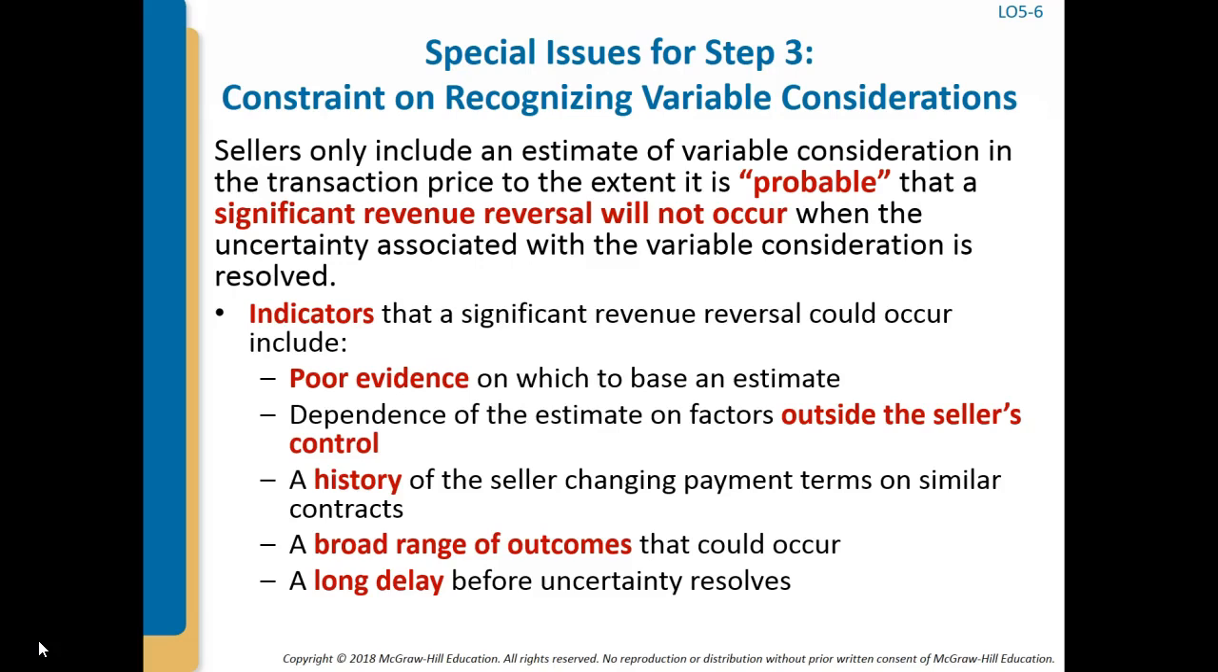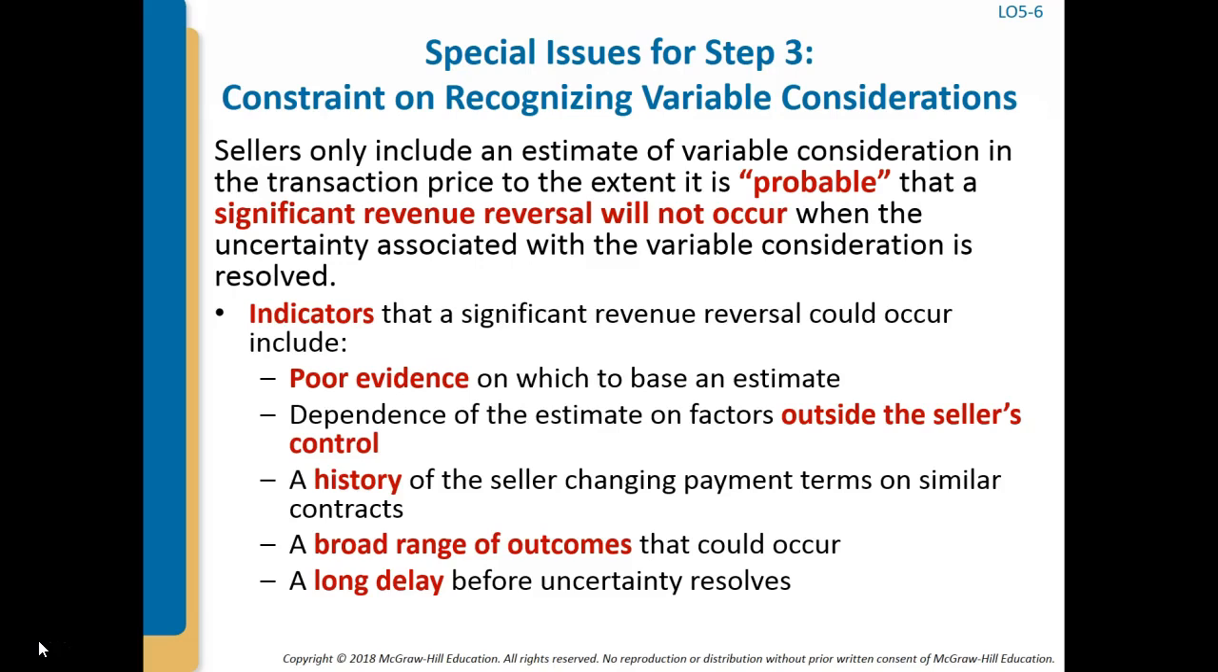A concern is that the seller might overestimate the variable consideration and recognize revenue based on a transaction price that's way too high. That would require the seller to later reverse that revenue and reduce the net income in order to correct the estimate. So to reduce the chance of that occurring, sellers are constrained to only include an estimate of variable consideration in the transaction price to the extent it is probable that a significant revenue reversal will not occur when the uncertainty associated with the variable consideration gets resolved.